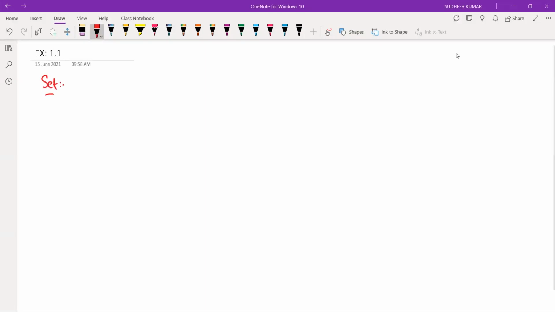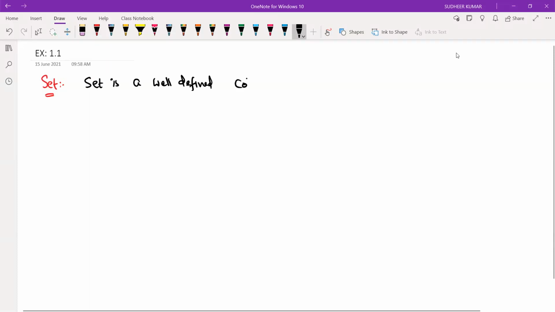What is a set? Sir, well-defined. It's a well-defined collection of objects. Very good. Set is a well-defined collection of objects.